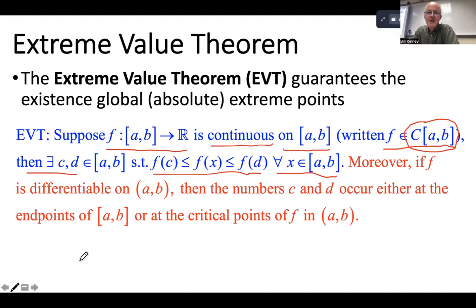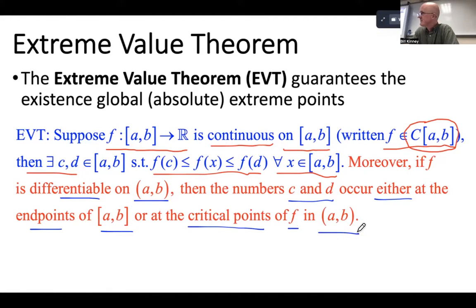Let's go to blue. Moreover, if f is differentiable on the open interval from a to b, meaning it has a derivative for all points in that open interval, then the numbers c and d occur either at the endpoints of the closed interval or at the critical points of f in the open interval.